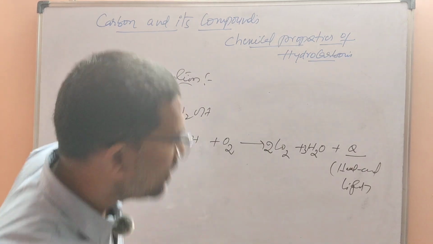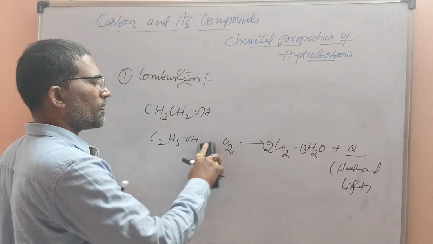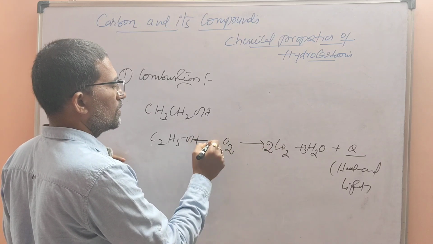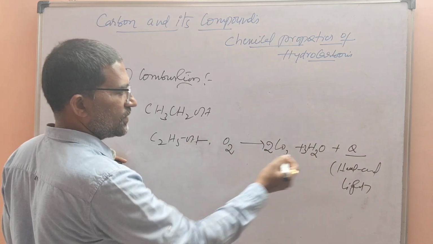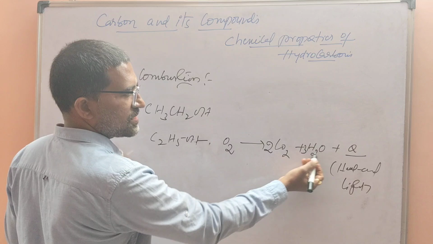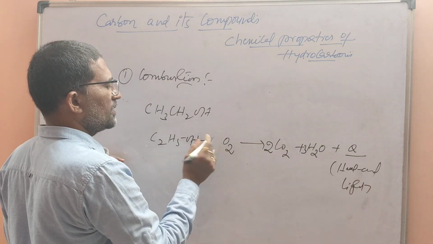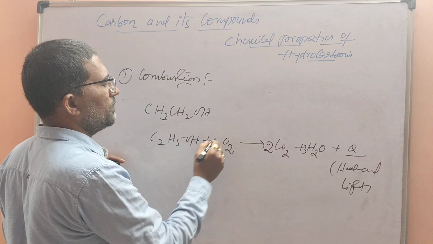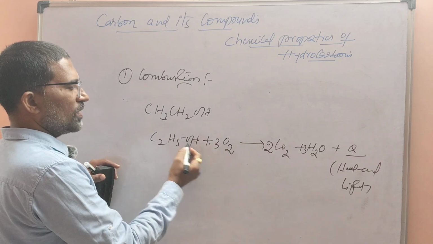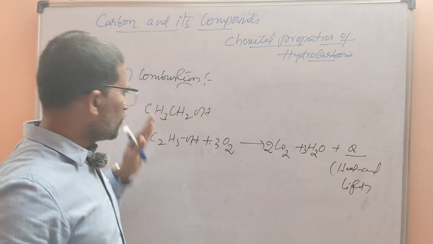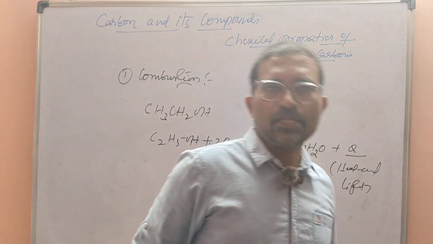Then I will make it as a... total how many oxygens are there? Total 7 are there. 2 twos are 4 plus 3, 7 are there. Then here already 1 is there. Then I can keep here a 3. That is 1 plus 6, 7 balanced. Everything is balanced. So this also comes under combustion reactions.